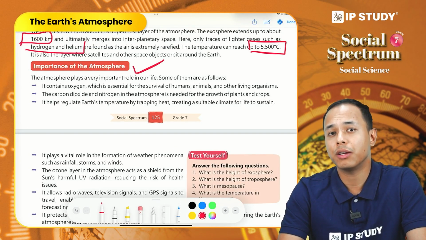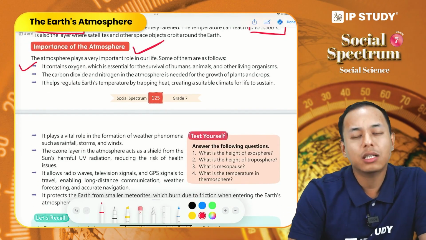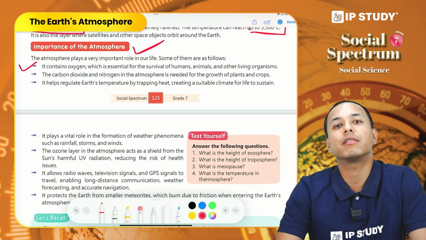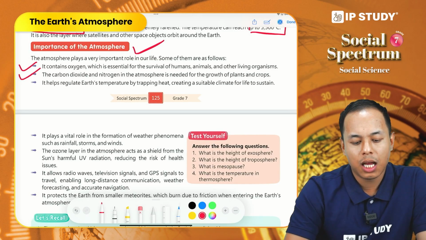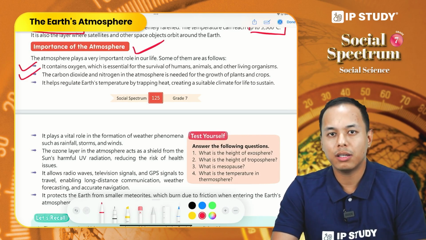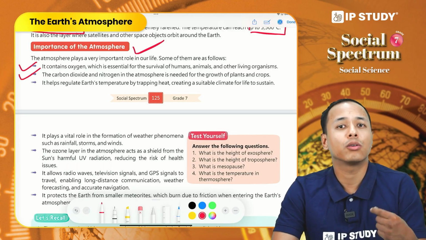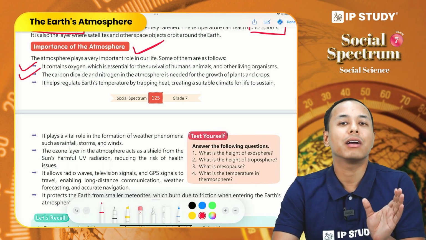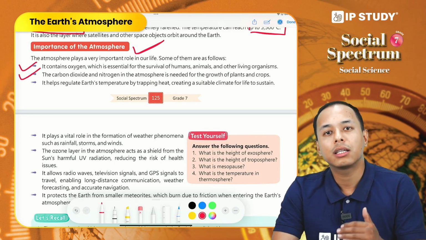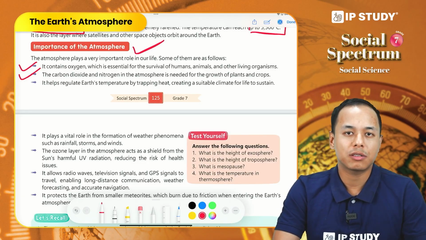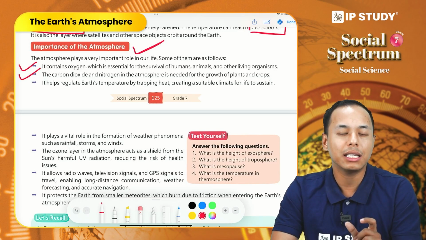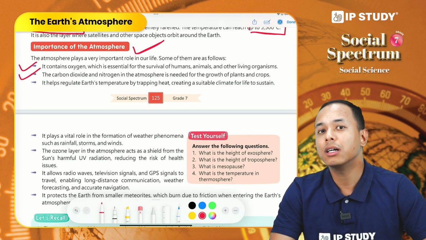So now let us see the last topic, that is the importance of the atmosphere. Why is the atmosphere important for us? Firstly, it contains oxygen, which is very important for our survival, as we have already discussed in the respiration process. Secondly, carbon dioxide and nitrogen are very important for our survival. As already discussed, nitrogen helps in the growth of plants. On the other hand, carbon dioxide, as a greenhouse gas, plays an important role in trapping heat. Otherwise, the heat would be radiated and lost in space. That means the earth would become very cold. But it is gases like carbon dioxide that trap the heat and make the earth livable for us.